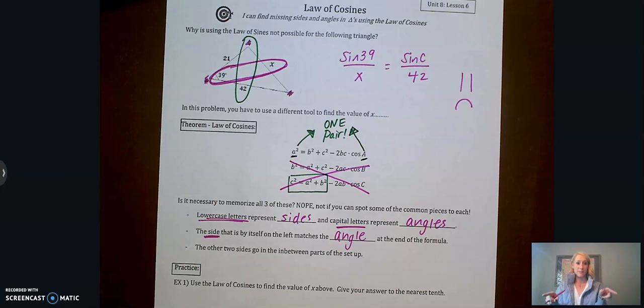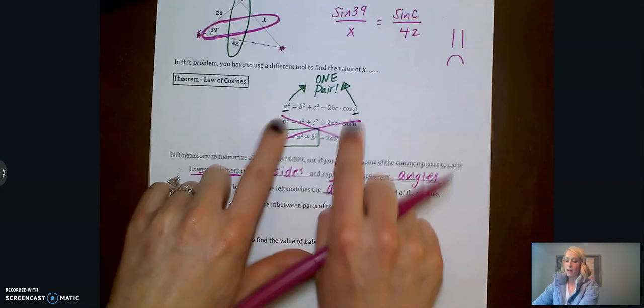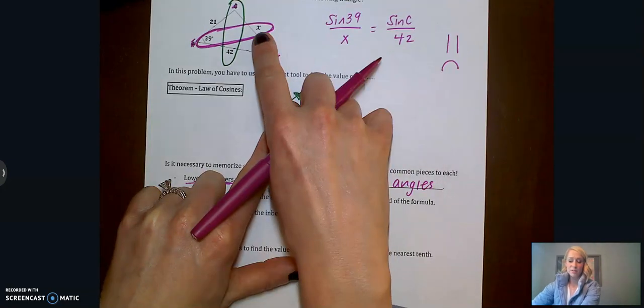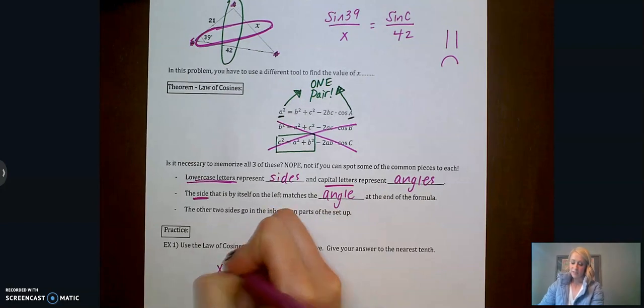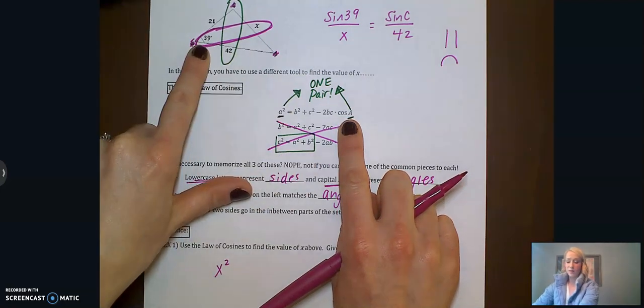That's your little a and your big A. The first thing that I do is I set up the outsides of the formula, the little a, big A. So that's the side of my pair, which is x, and you're going to square it. All the way on the other end is cosine of the angle in the pair. So 39.